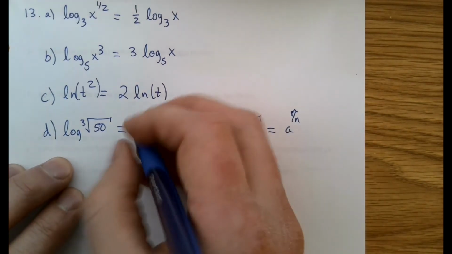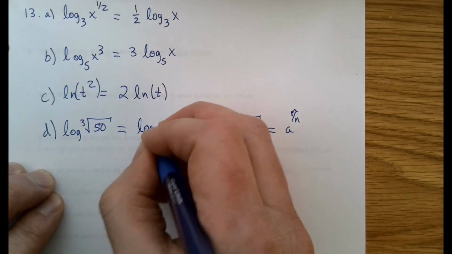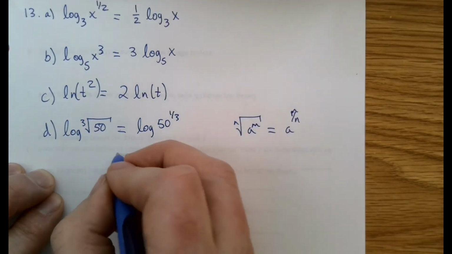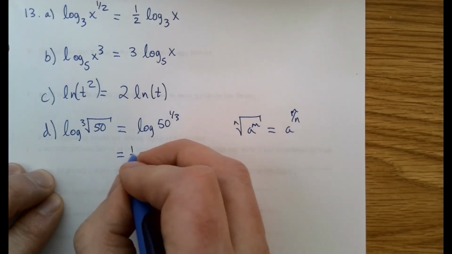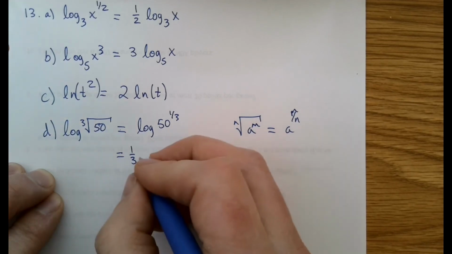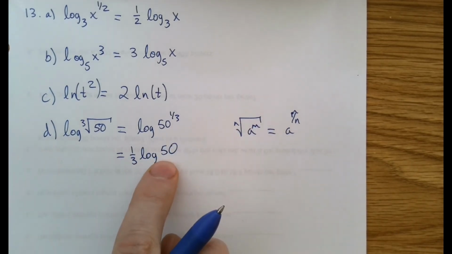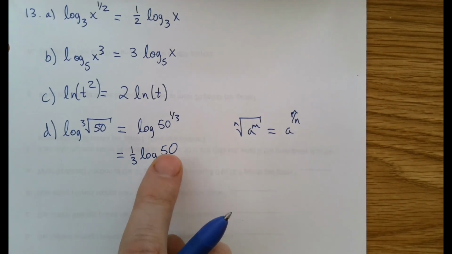So this is really log 50 raised to the 1/3 power, which then means we can bring that 1/3 out and just do 1/3 times log 50. Now wait a minute, isn't 50 10 times 5? Of course it is, right?